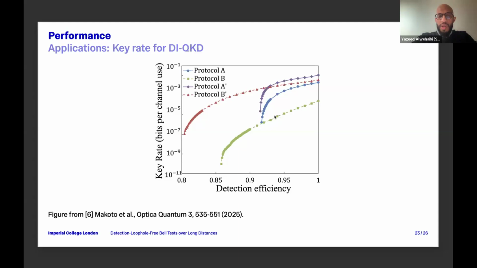So we can see that our protocol can provide positive secret key rate even at lower detection efficiencies below 90%, which was very challenging for previous protocols, and that's why this experiment has not been done so far. And if you are able to use photon number resolving detectors, then not only is our protocol more loss robust, but it also has almost the same key rate at higher detection efficiencies as the previous protocols.